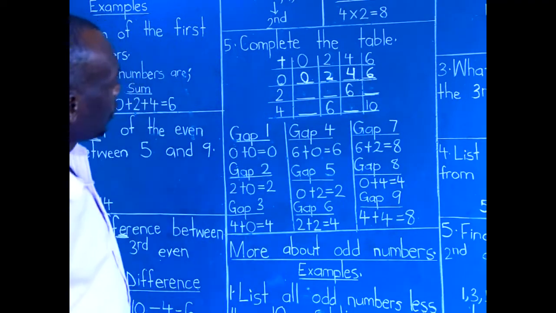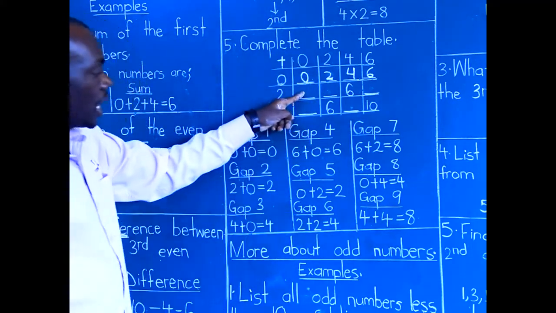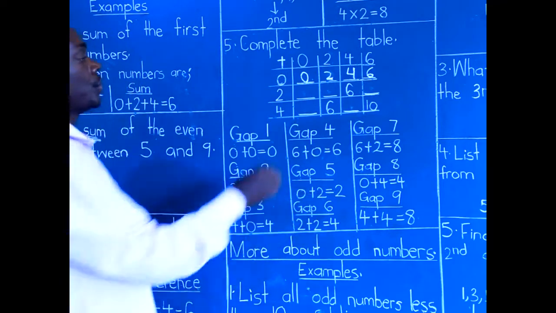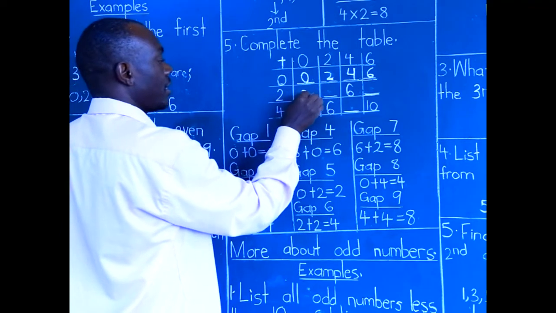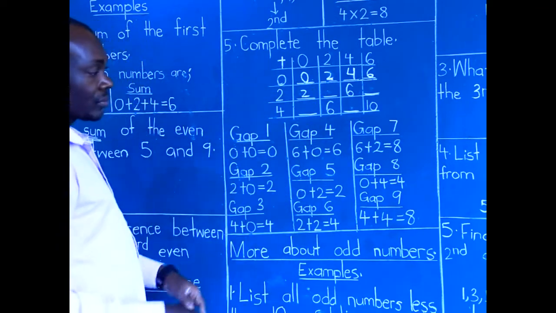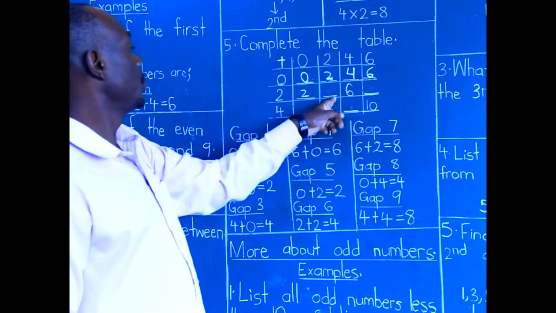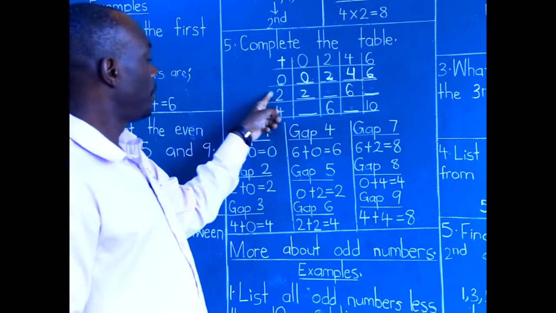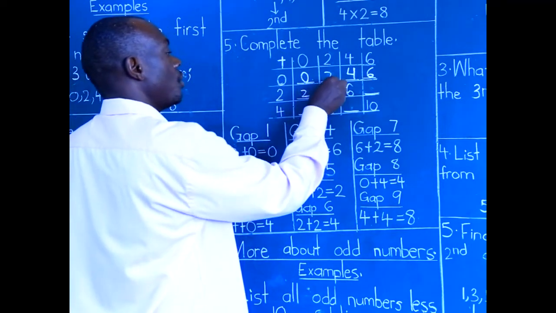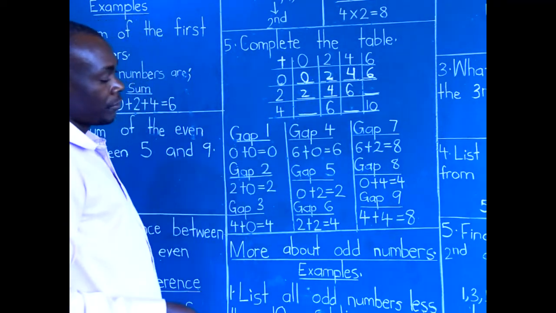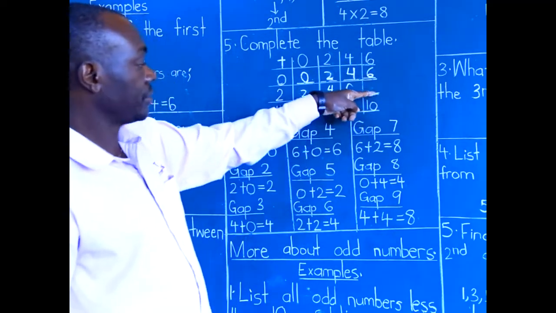successfully. And then you continue, gap number 5. It's going to be 0 plus 2. Gap number 5, 0 plus 2, you get 2. Then fill in that 2 properly. And then go to gap number 6. It's going to be 2 plus 2. That's gap number 6, which is 2 plus 2. You get a 4. And then you continue. This is gap number 7.